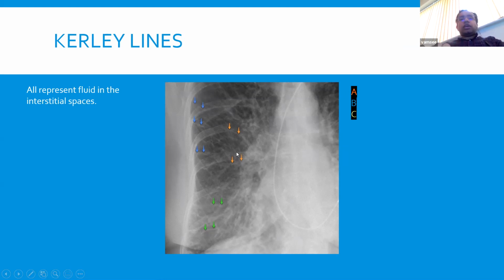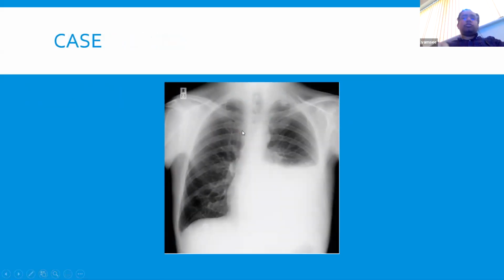Again, as long as you just say, I can see curly lines present, which indicate accumulation of interstitial fluid, secondary to pulmonary edema, that should be absolutely fine. Right, moving on to the next case now. Yeah, so that should be fine. We're going to probably speed up a bit now. I'm just going to fly through these.